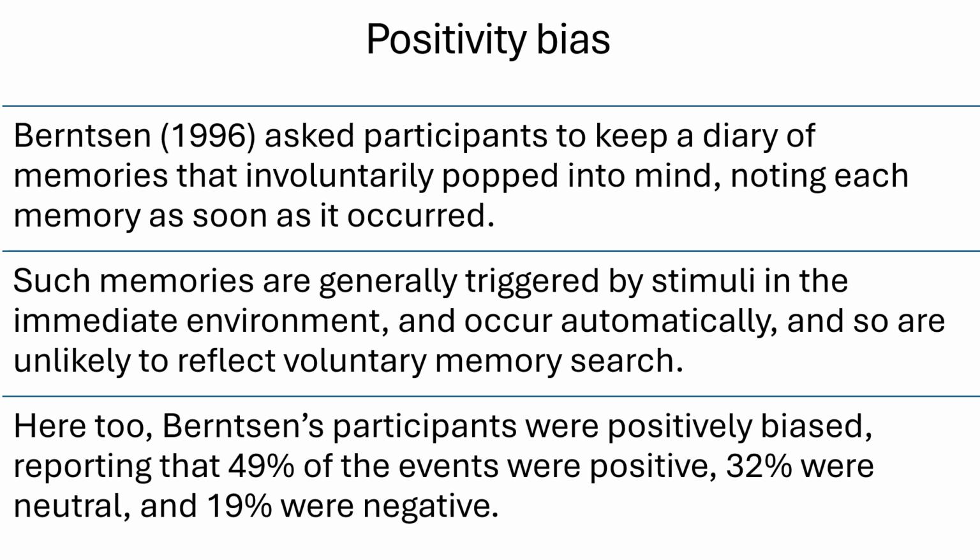So he found that such memories are generally triggered by stimuli in the immediate environment and occur automatically. So they are unlikely to reflect voluntary memory research. So they're kind of reflexive in nature. And here too, even when participants weren't exerting effort per se to retrieve those spontaneous memories, he found that the memories were positively biased. So 49% of the events were positive, 32 were neutral, and only 19 were negative. So it seems that our neural cognitive systems are biased to allow us to more often recall positive memories than either negative or neutral memories.